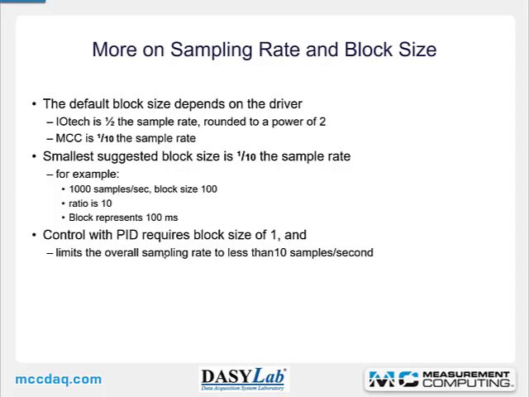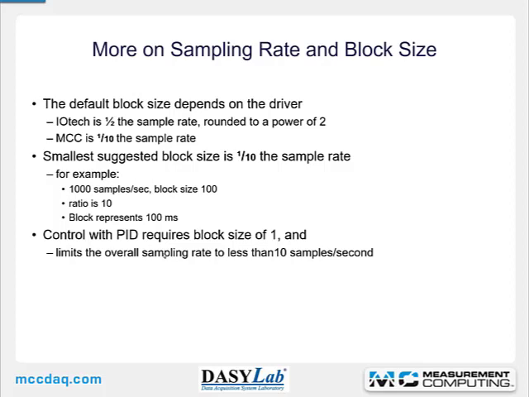So a little bit more. This is still very theoretical because we haven't played with anything really yet. The default block size depends on the driver. If you've got an IOtech device or you're using the sound card driver, the block size will be half the sample rate rounded to a power of 2. So at 1,000 samples per second, the block size would be 512. At 10,000 samples per second, the block size would be 4,096. So it's going to be half the sample rate, 5,000, and then rounded up or down to the next power of 2. And 4096 is closer than 8192.